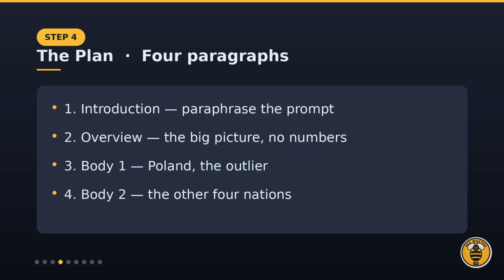We will use 4 short paragraphs. First, an introduction that paraphrases the question. Second, an overview with no figures stating the big picture. Third, a body paragraph on Poland, the outlier. And fourth, a body paragraph grouping the remaining 4 nations.